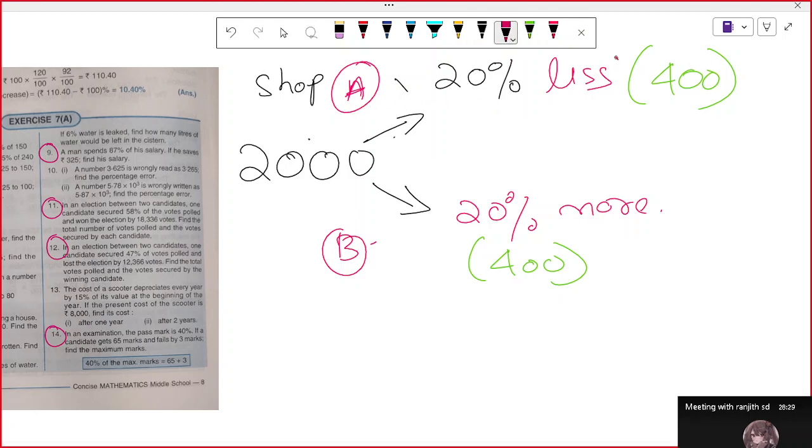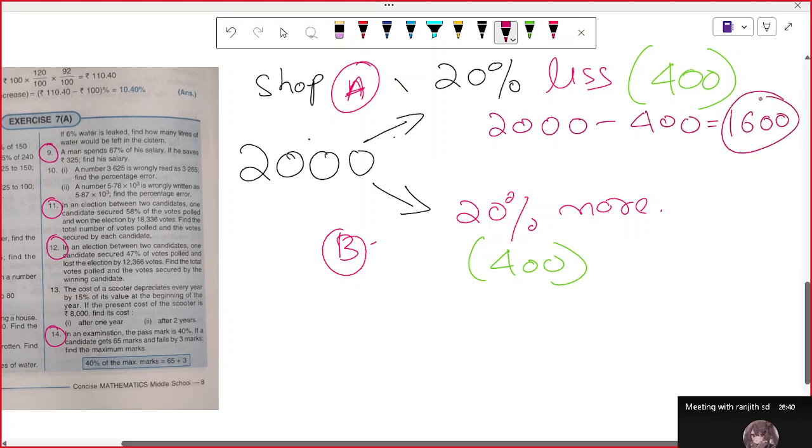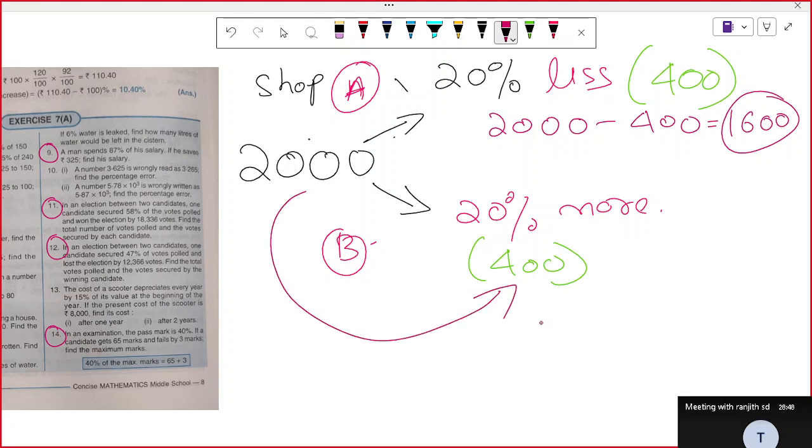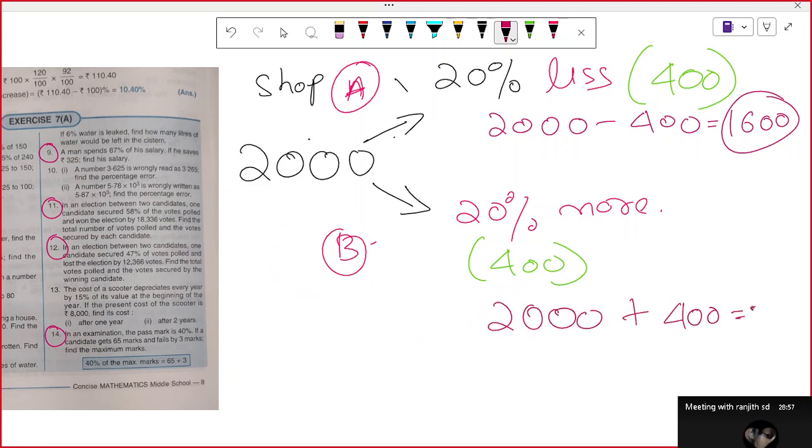Yes, and for shop A, how much do you have to pay, students? 400 less, right? The actual cost is 2000, minus 400. What's the amount you have to pay? 1,600. Okay, shop A gives a discount. Shop B didn't give a discount, they increased the price. So how much do you have to pay? 2000 plus 400 is 2400. So this is the concept of increasing and decreasing value. If they increase the value by 20%, first find the rupees, then add. This is the first method.